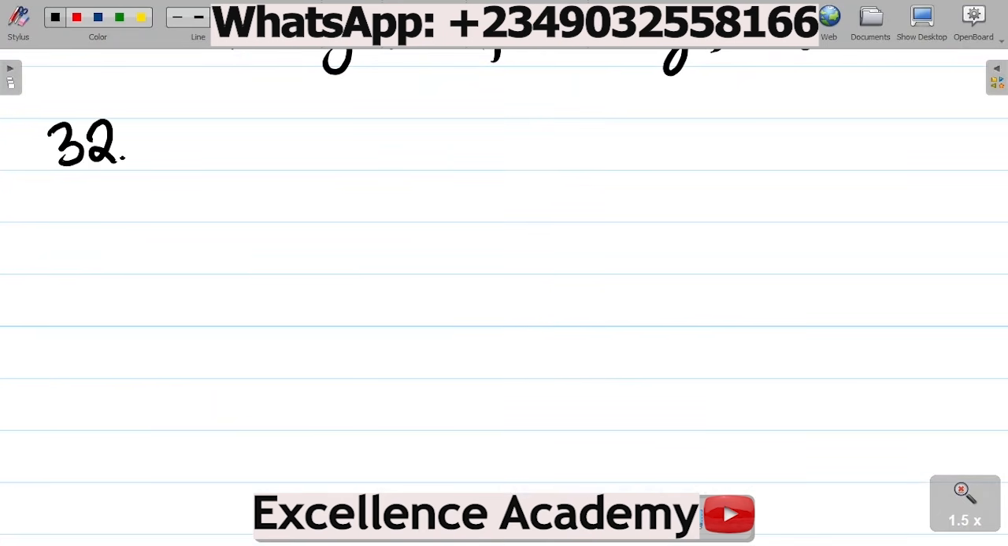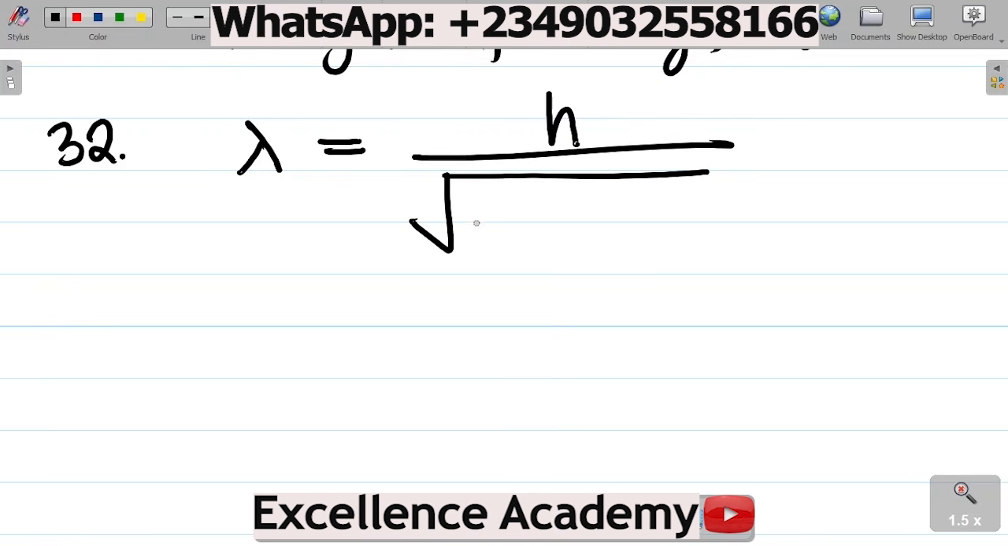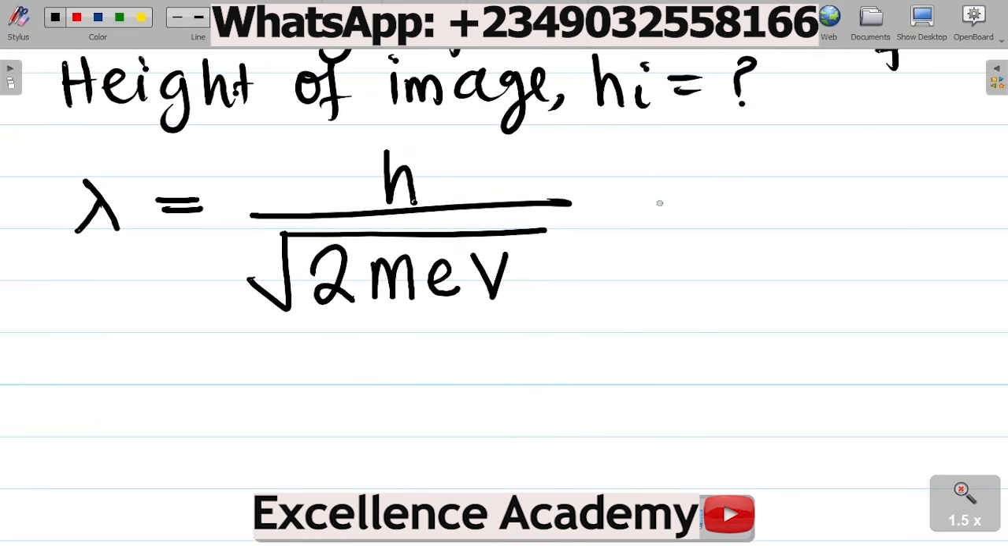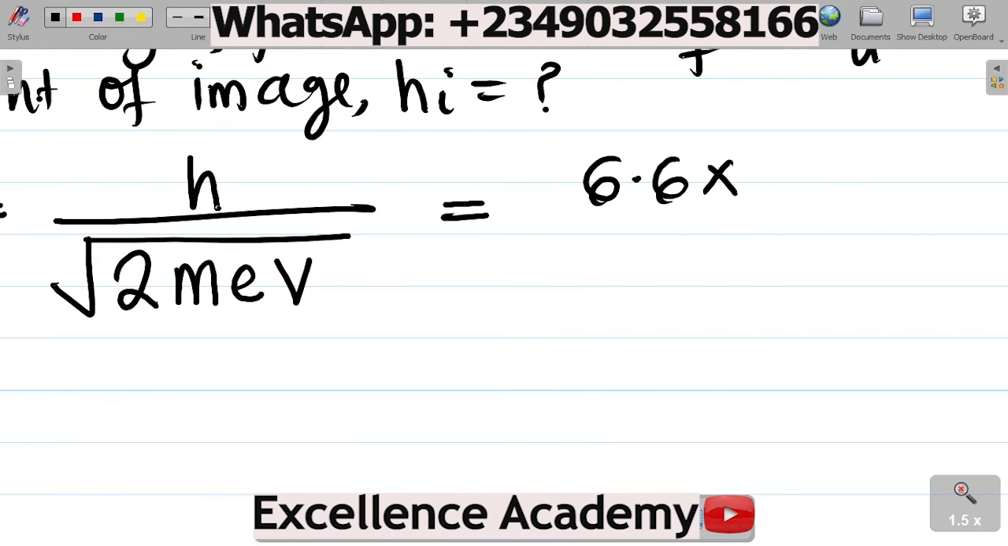So how do we solve question number 32? Now, for 32, you want to take note that the wavelength can be gotten using the formula lambda is equal to h, that's Planck's constant, all over the square root of 2 times the mass of electron times the charge of electron times V, where V is the potential difference. Let's put in values. This is equal to the value of H in the question. They said take the value of H as 6.6 times 10 to power minus 34.